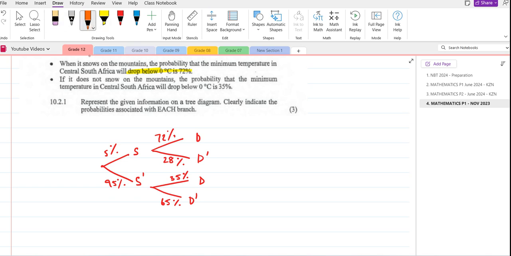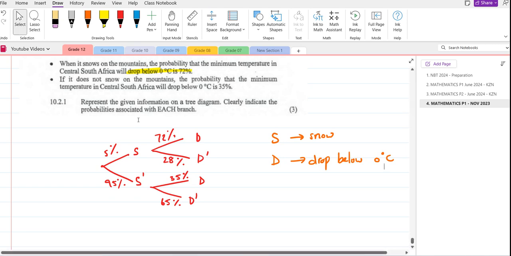S represents snow and D represents drop below zero at degrees Celsius. Right. Now let's read the next question. Represent the given information on a tree diagram, clearly indicating the probabilities associated with each branch. So each branch. They didn't ask for the outcomes and stuff, right?